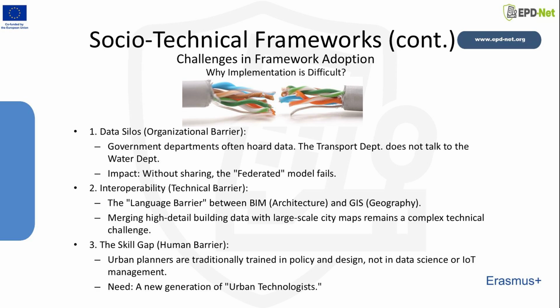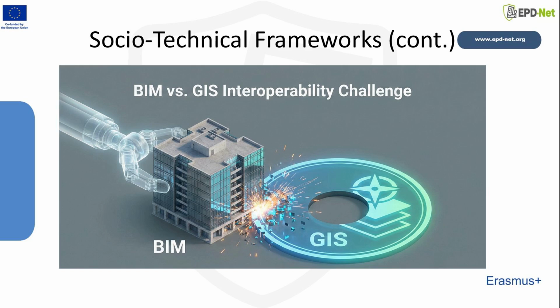2. Interoperability. This is the technical struggle. Getting a building model, BIM, to sit perfectly inside a city map, GIS, is technically very difficult. It's like trying to put a square peg in a round hole. 3. The skill gap. Finally, we have a human problem. Most planners are trained to draw maps and write policies, not to manage real-time IoT sensors. These challenges explain why the maturity levels we just discussed take years to climb.